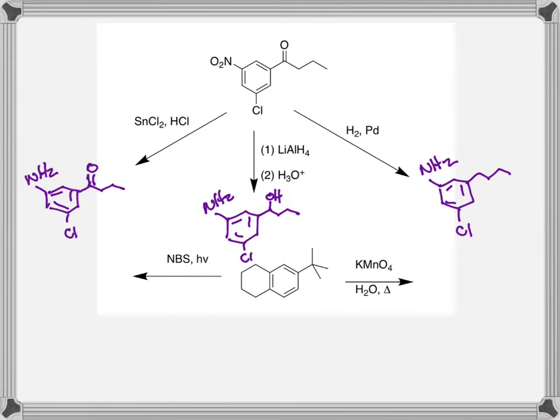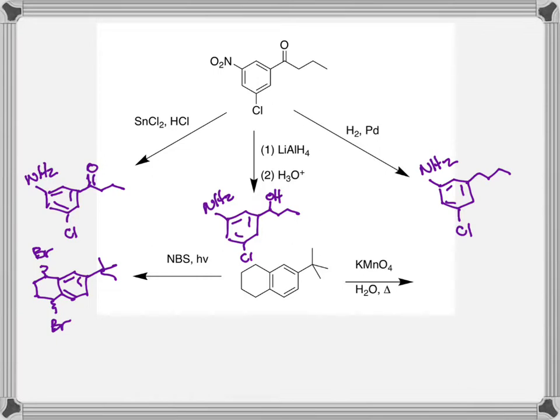Now we'll look at the next set of problems that are farther down on this graphic. Our starting material is in the middle. It has a T-butyl group, and it has a ring that's attached in two places to the aromatic ring to make a cyclohexane ring. On the left, we are reacting it with NBS and light.